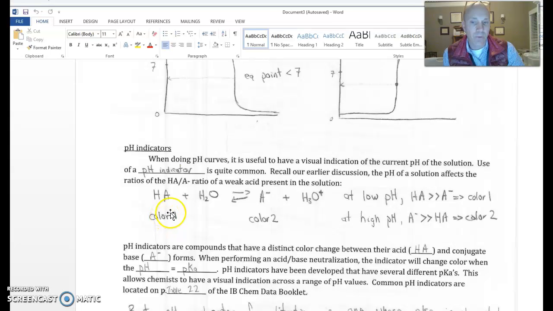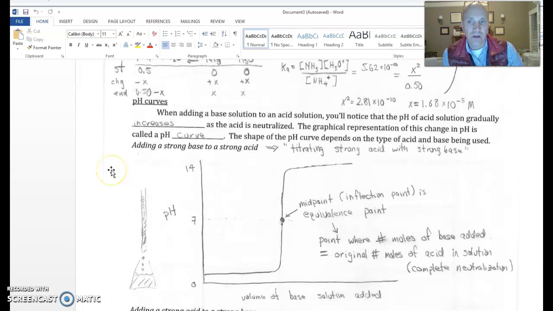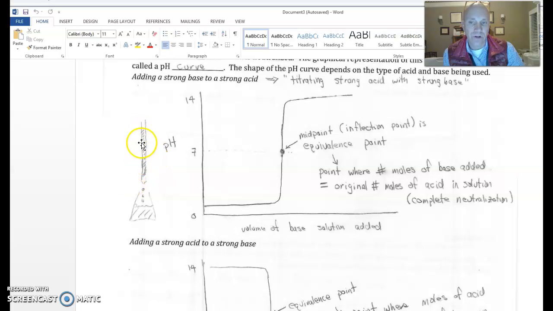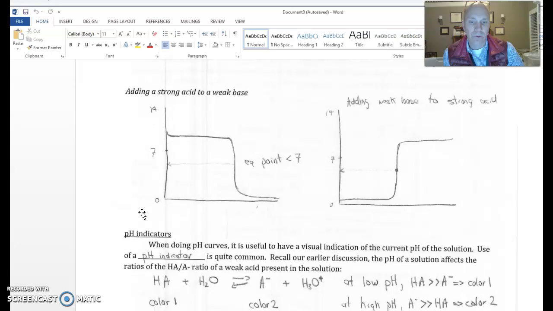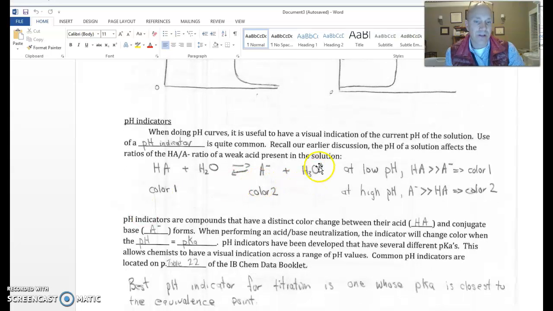But what happens as we do our titration, we're going to start adding some base to that, and that's going to start to change the pH of this solution. Remember, adding hydroxide is the same thing as taking away H3O+, because of the relationship between those. So as the pH increases, you're going to start to see more of this type and less of this. At the high pHs, you're going to have more of this and less of that. Therefore, the color of the solution would be color 2.